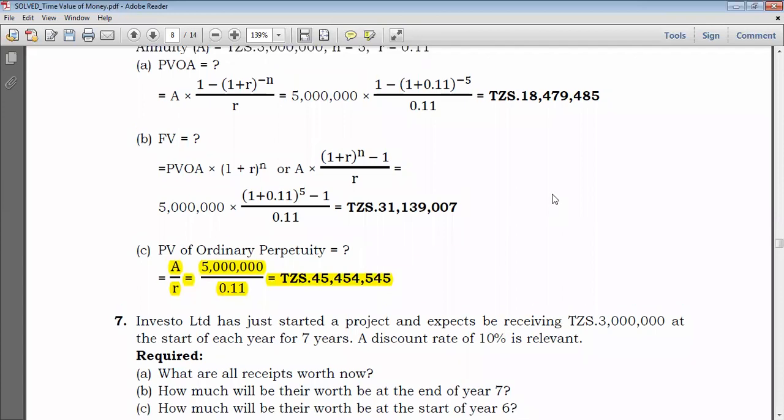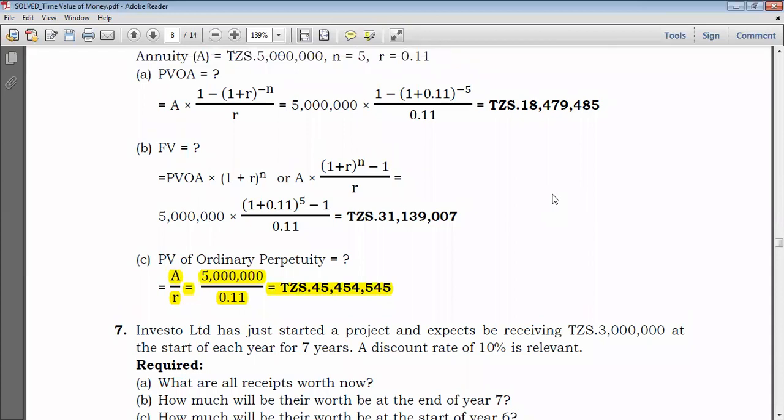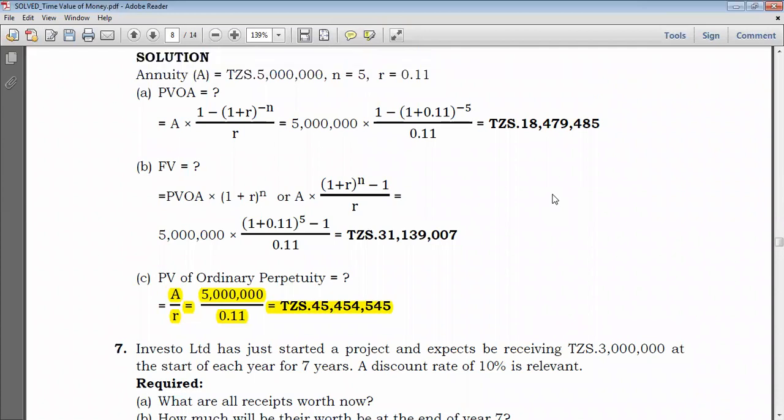Now I would like us to go to an example where we see perpetuity due. So that's what follows. Let's go to the next example to see all this.